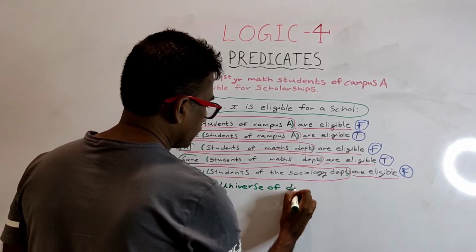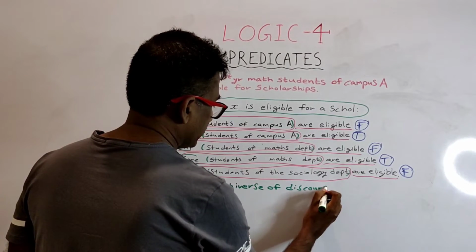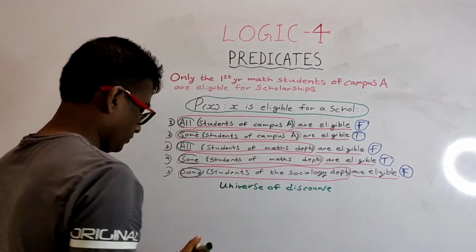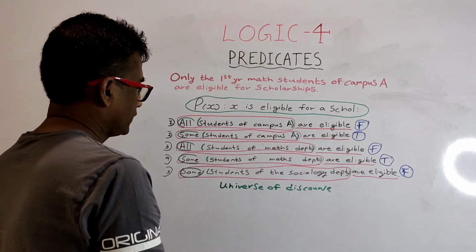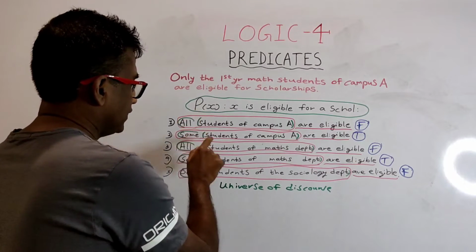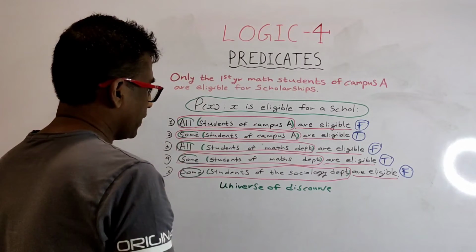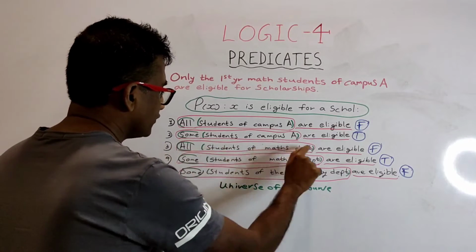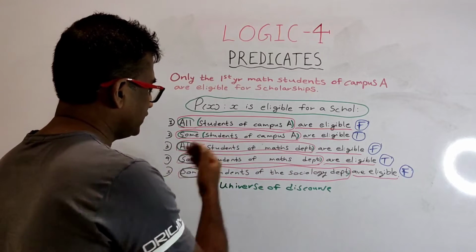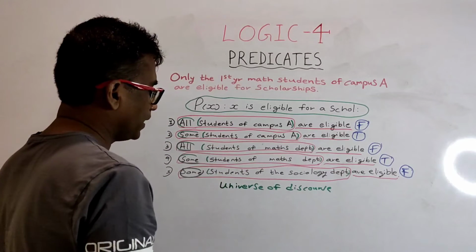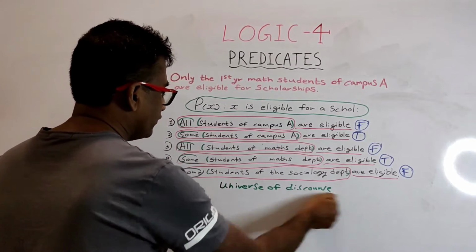Universe of discourse. So in the first proposition, the universe of discourse is students of campus A, right? In the second, again the students of campus A. In the third, students of the maths department. In the fourth, students of the maths department. In the fifth, students of the sociology department. So that is the universe of discourse.